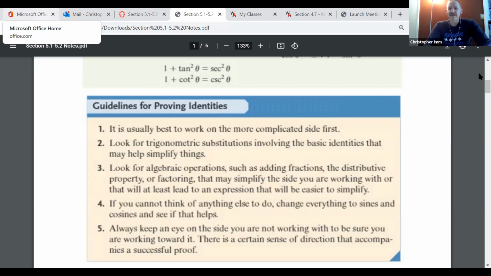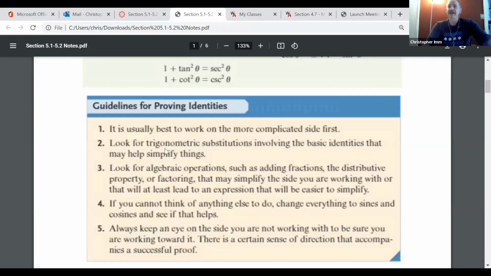Look for trig substitutions involving the basic identities that may help simplify things. Those are holistic things to look at. If you want to simplify something more complicated, like 2 terms down into 1, you're probably going to have to combine those together somehow. So look for those identities that can help. Look for algebraic operations, and we talked about this back in chapter 1, I think, such as adding fractions, distributing, and factoring that may simplify the side that you're working on.